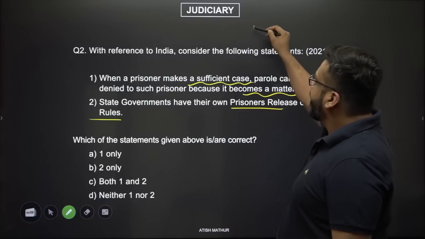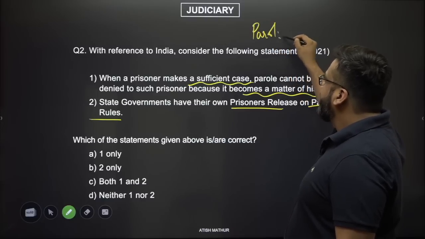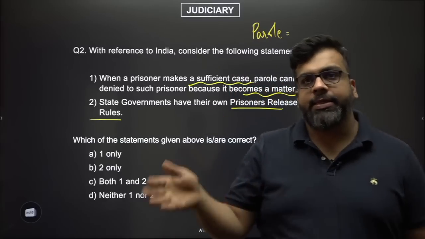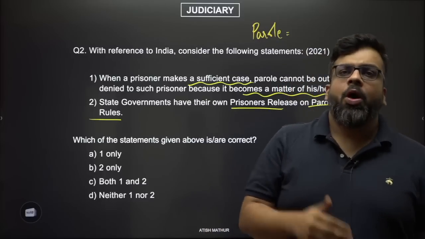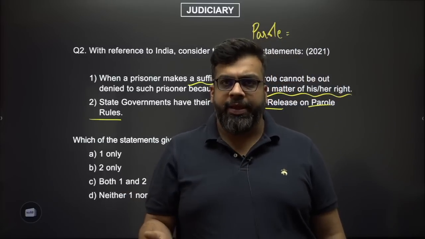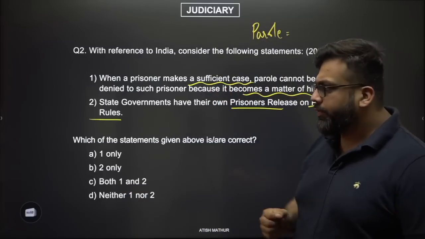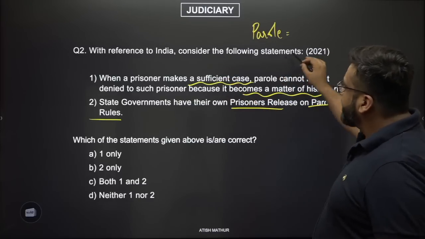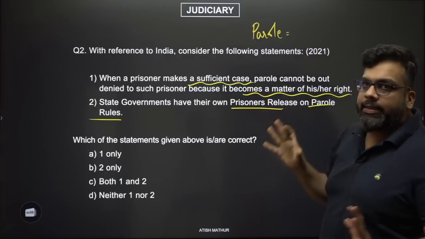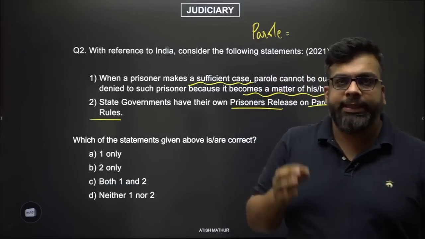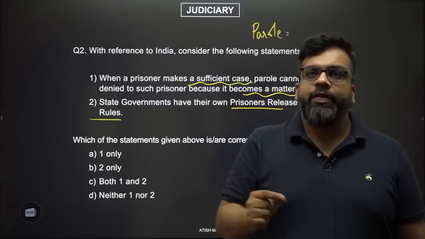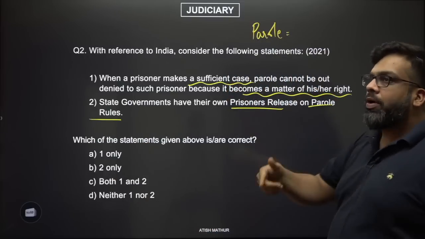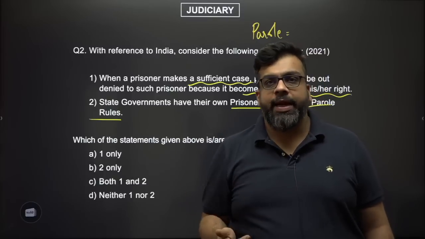What we know is parole is when somebody is let out of jail earlier than the sentence was supposed to be finished, for a number of reasons, including good behavior and contributions and so on and so forth, right? The option says, as long as a prisoner has made a sufficient case, as long as the person who's in jail has given a good reason to be let out early, then you cannot deny it, and it becomes a matter of right.